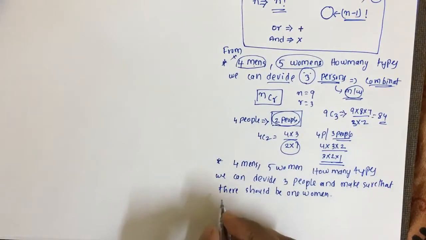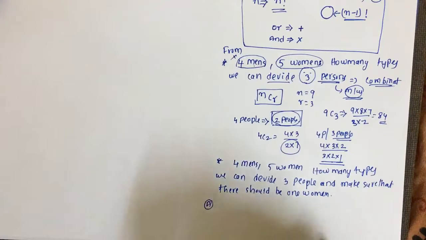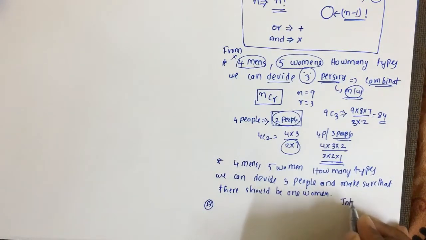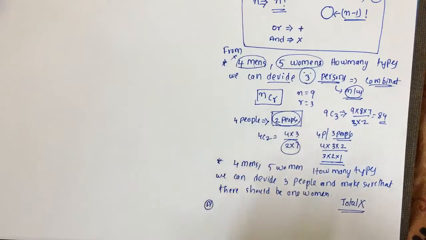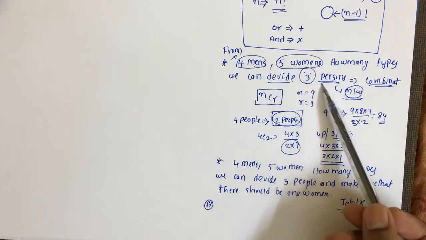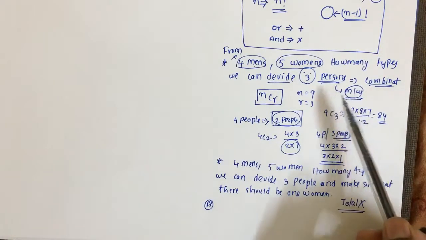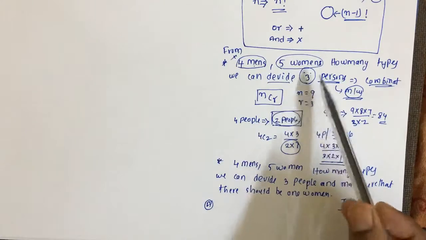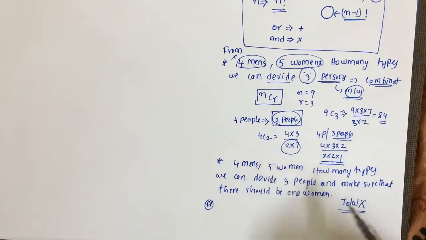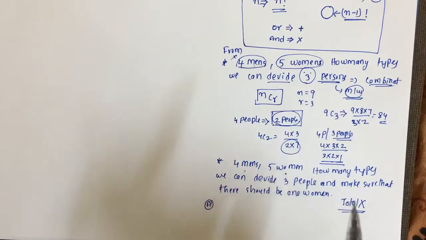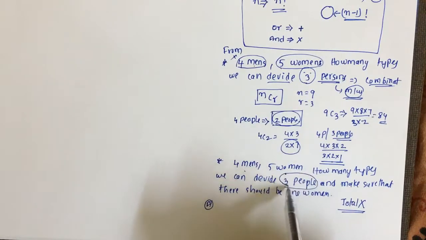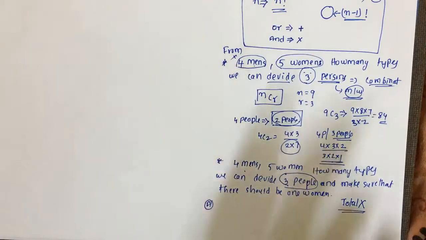Okay, now here total how many? Here we cannot take the total number, because here they have asked persons, they did not mention men or women. That's why we have taken a total number, 9 plus 5 plus 4. But here we can't take that, because there are 4 men and 5 women. In that we have to divide the 3 people, and in those 3 people one should be a woman.